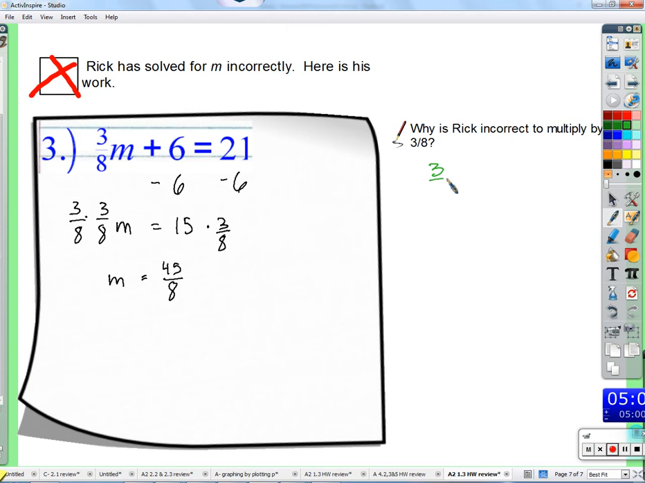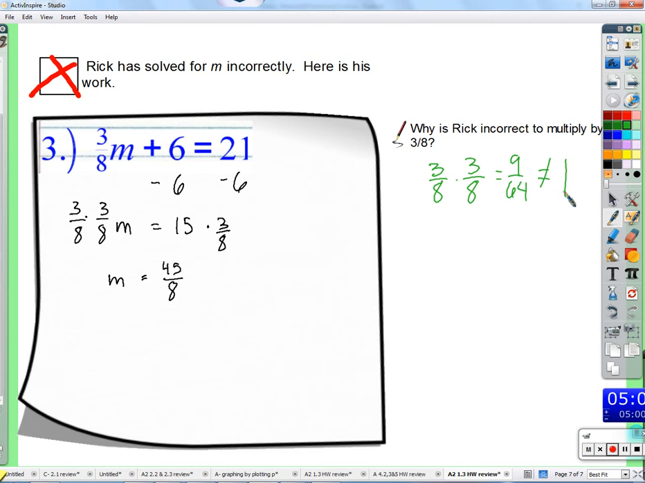But yes, because 3/8 times 3/8 equals 9 over 64, what does Rick want 3/8 times 3/8 to be? What does it mean, cancel? 1. He wants it to be 1, right? And it's not. It's 9 over 64. To get it to be 1, we've all said it several times, multiply by the reciprocal.